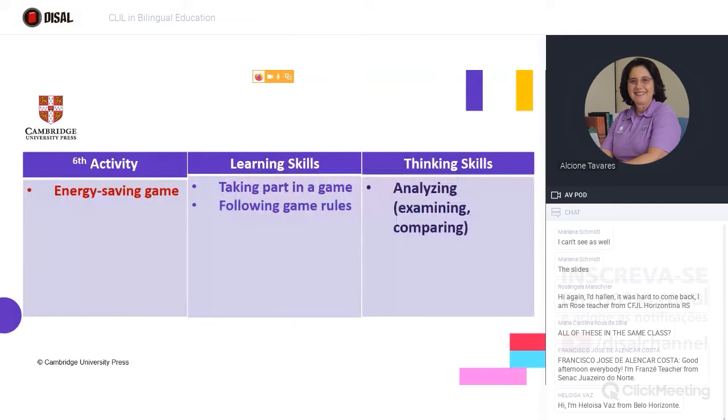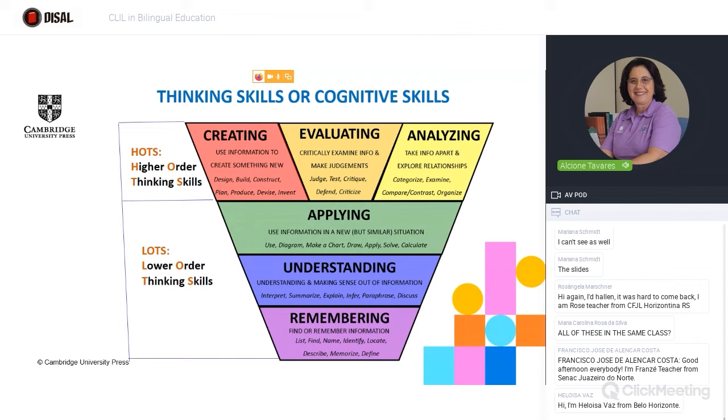So just to remind you the difference between LOTS and HOTS, students in the six activities of this lesson used the cognitive skills of remembering, applying, and analyzing.